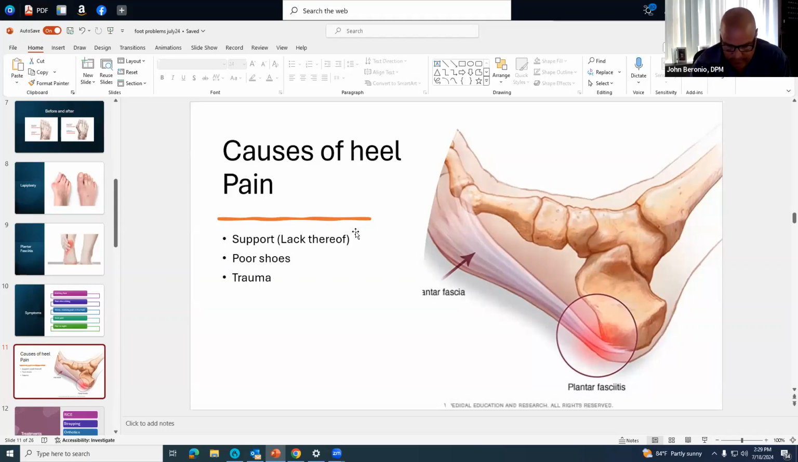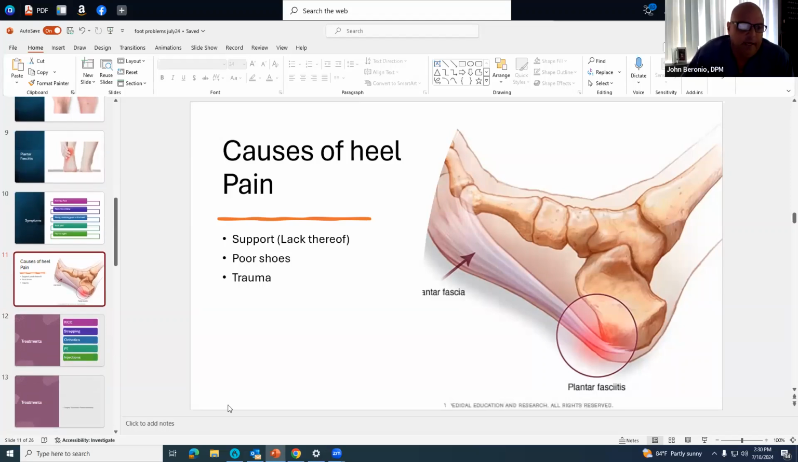If that inside bottom of that shoe is flat, there's not any support in the arch. What you do is you need to have some support in that arch to push up against it to take away the stretching of that plantar fascia. And also trauma. A lot of times if someone is running or steps on a rock or something like that, that would cause inflammation around the plantar fascia. That's another cause of the plantar fasciitis.